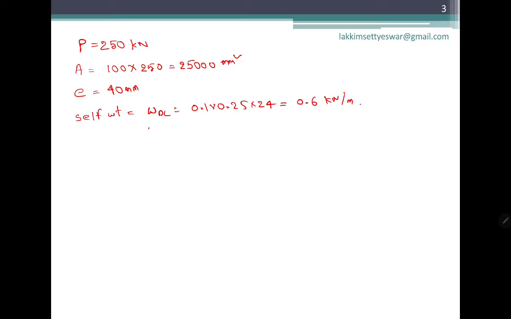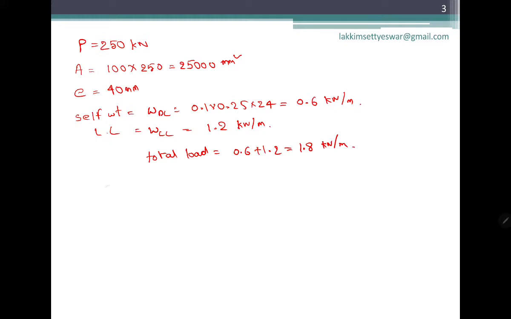Now what is the live load? Live load is equal to 1.2 kilonewton per meter. It is in the given data. Now total load is equal to 0.6 plus 1.2 equal to 1.8 kilonewton per meter.